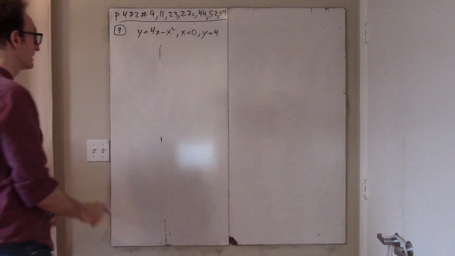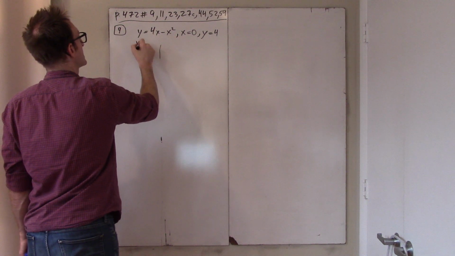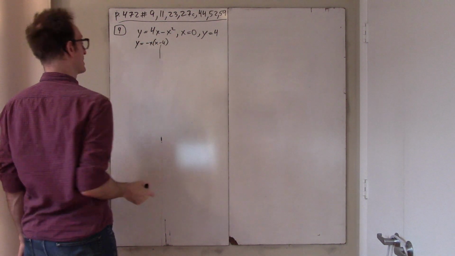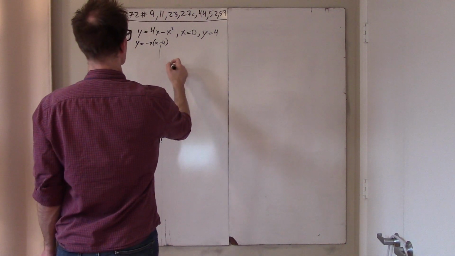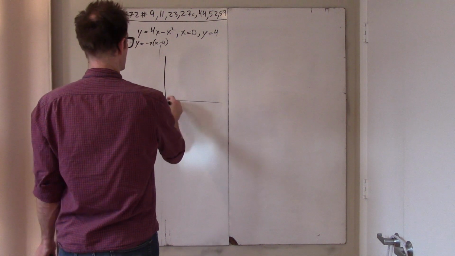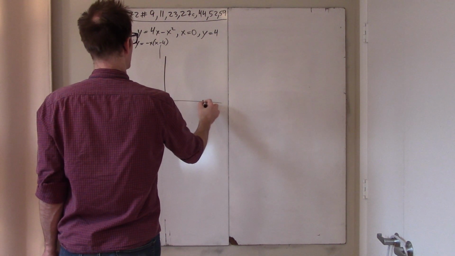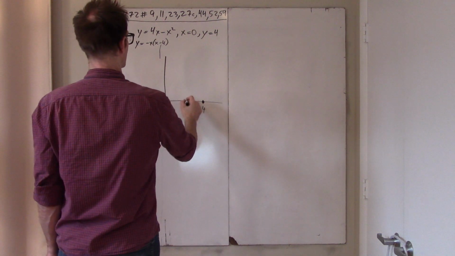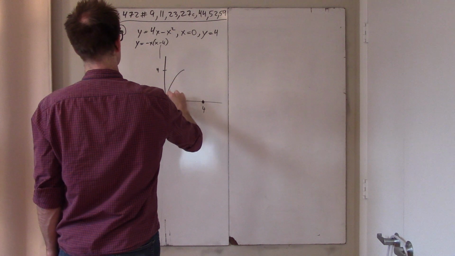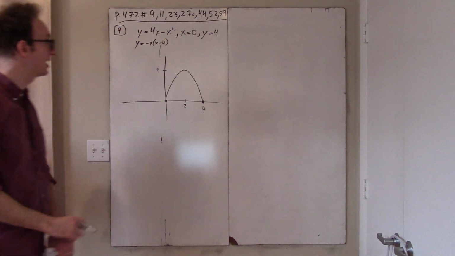Okay, let's go. This curve, 4x minus x squared, really looks like negative x minus 4. I think I already know this curve pretty well. There is a root at 0 and a root at 4, and at 2 it's going to be up here at 4.